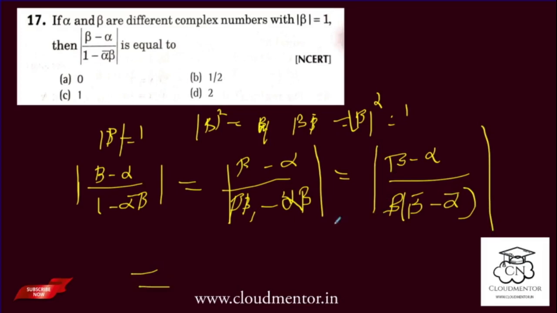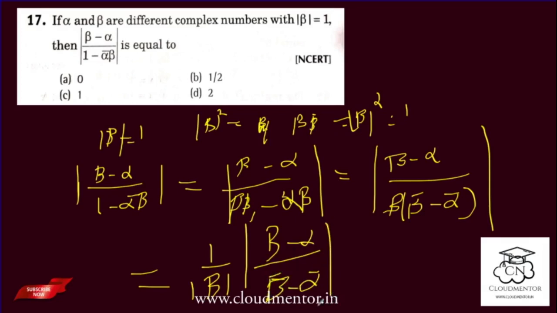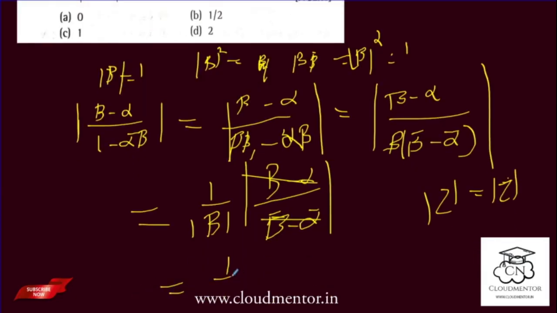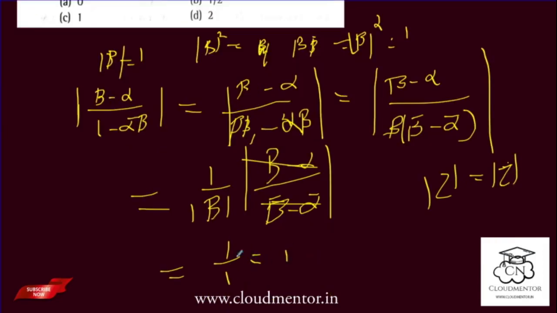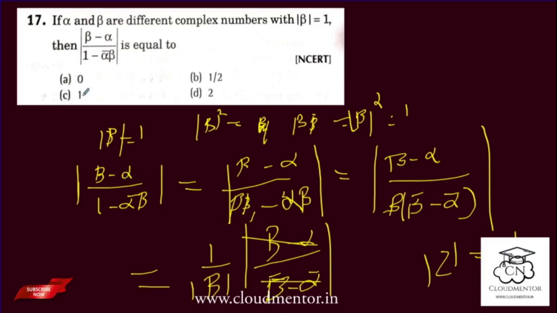Taking that 1 by beta outside, we get 1 by modulus of beta times the modulus of (beta minus alpha) by (beta bar minus alpha bar), and that cancels and gives 1, because modulus of z is equal to modulus of z bar. And 1 by modulus of beta, which we know is 1, so 1 by 1 is equal to 1. So the value of this expression is 1, and option C is the right answer here. Next question.